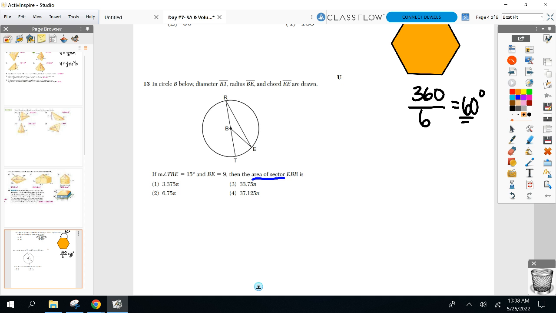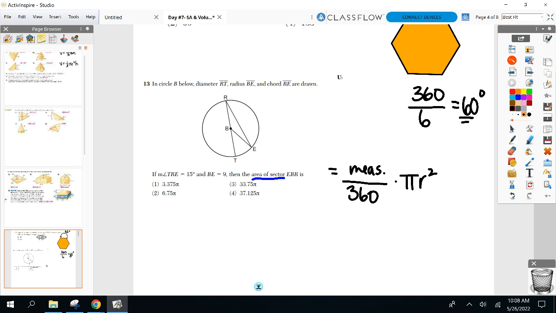Area of a sector. Ooh, area of a sector. I don't want to call on anybody because you probably don't know it off the top here, but anybody remember the area of a sector formula? Romeo? An angle measure over 360, yes indeed, times pi r squared.